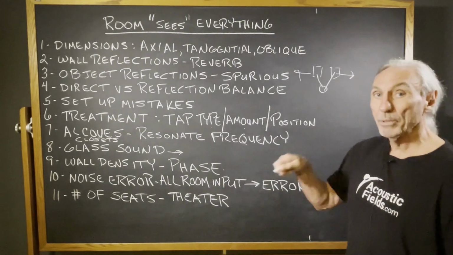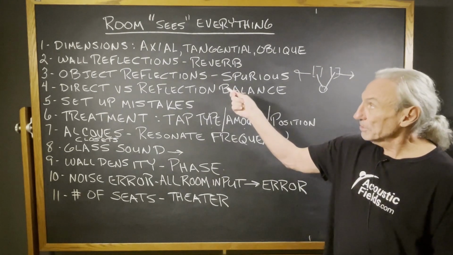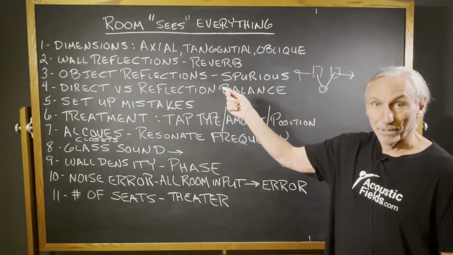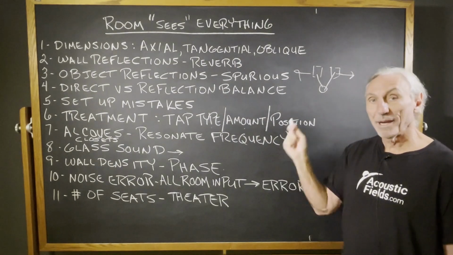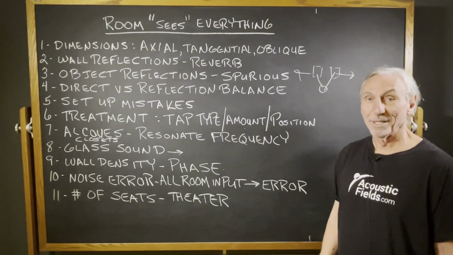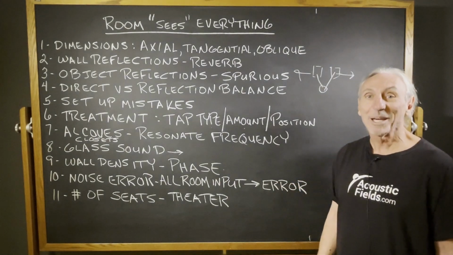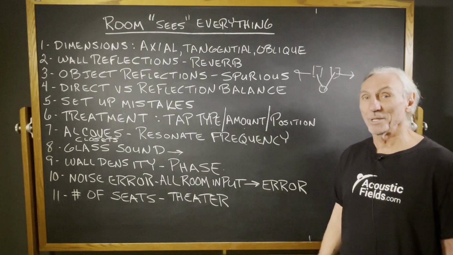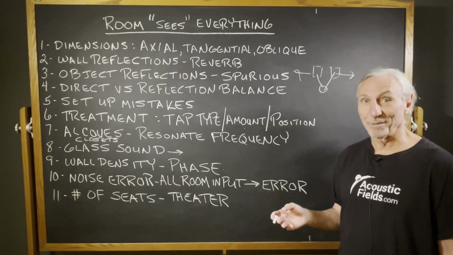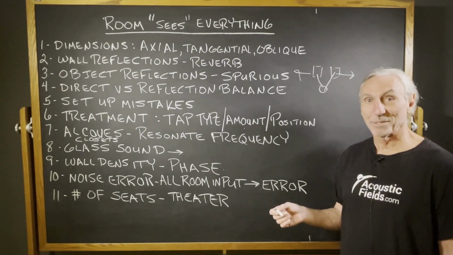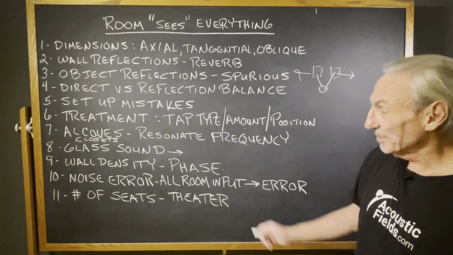Noise, error. All room input into a room is error. Noise is error. Reflections are error. Modal pressures are error. Setup is error. Material types are error. Treatment types are error. Everything we do in this room is error. So we're trying to minimize the errors that the room itself is giving us. The room is one big error. The best room is no room at all. So you don't have the boundary surfaces, the pressure builds up, the reflections to manage, okay? So noise is definitely an error.